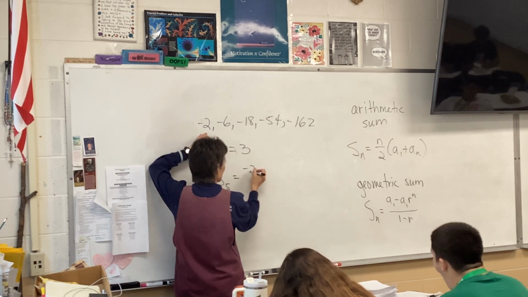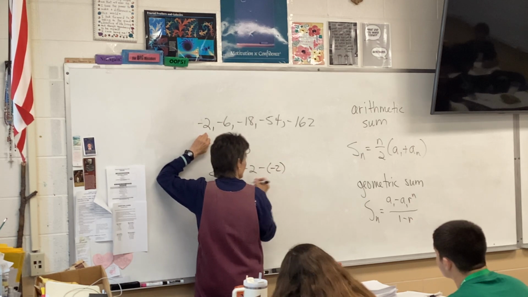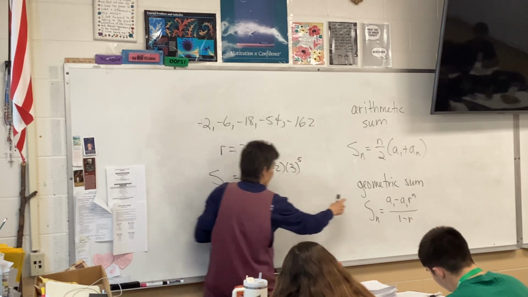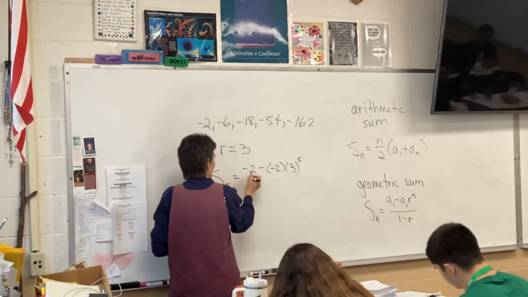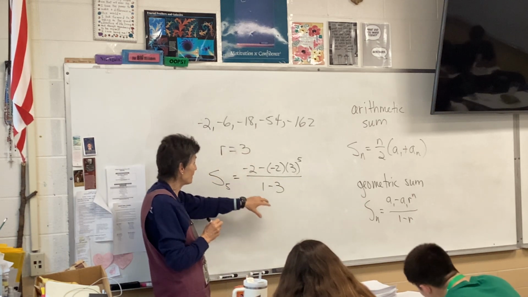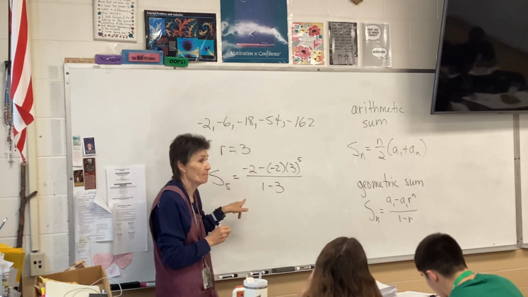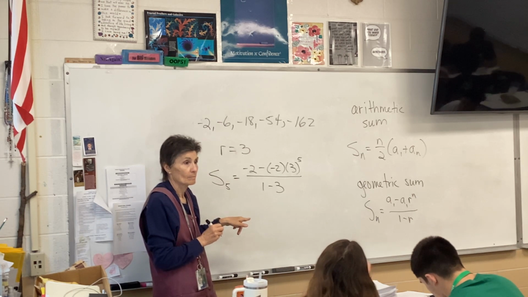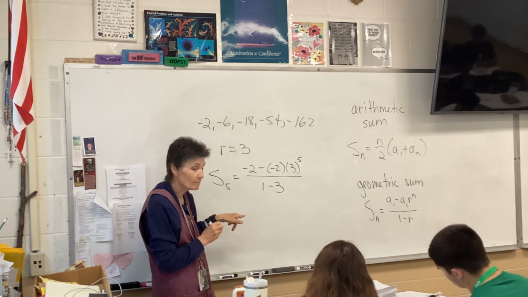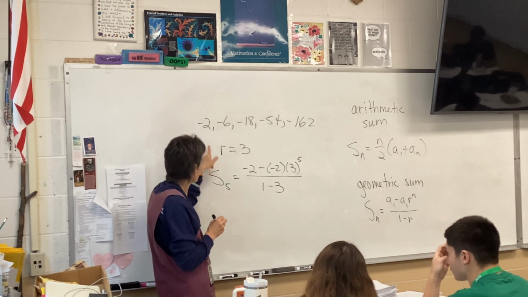The formula says, so S sub 5, there's 5 terms, take -2 times my ratio to the 5th. That n and that n are the same always, over 1 minus the ratio. Now look at that and make sure you understand why I put the numbers where I put them. N is how many I'm adding up, and R is the ratio.